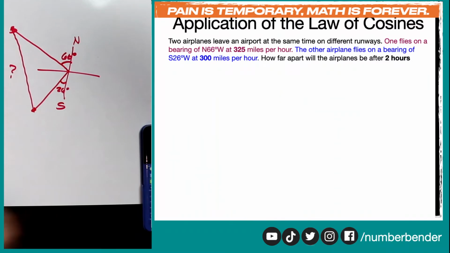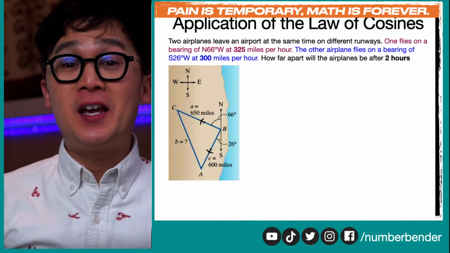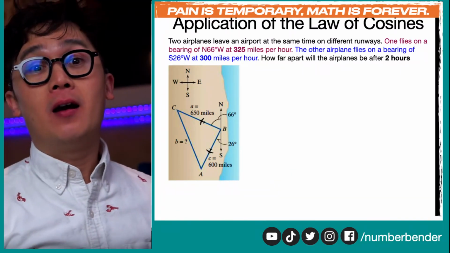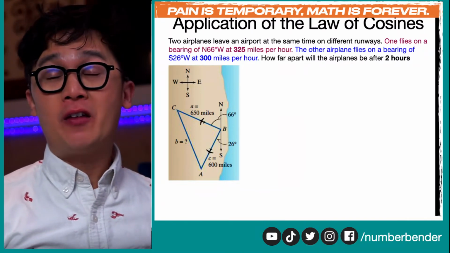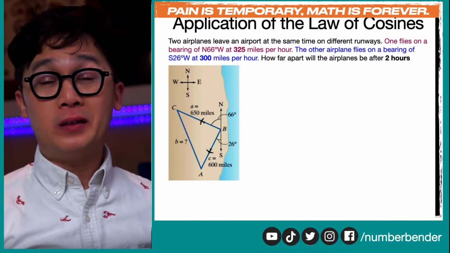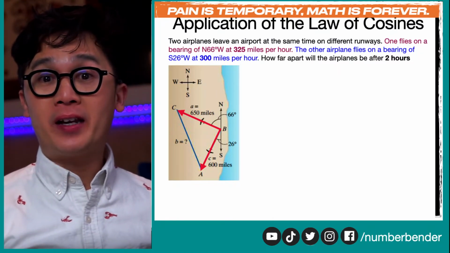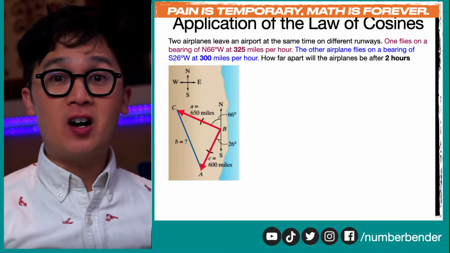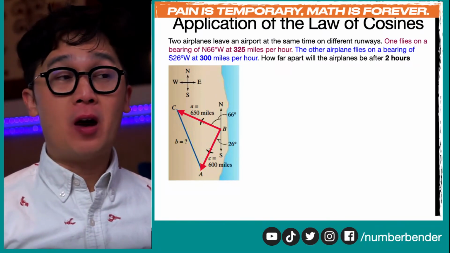So my drawing is a little bit off right now, but we know that if we have a better visual like this, we'll be able to solve our oblique triangles a lot quicker. So now that we have established our oblique triangles, the two planes are leaving from the airport, one is at northwest and the other one is leaving with the direction at southwest.